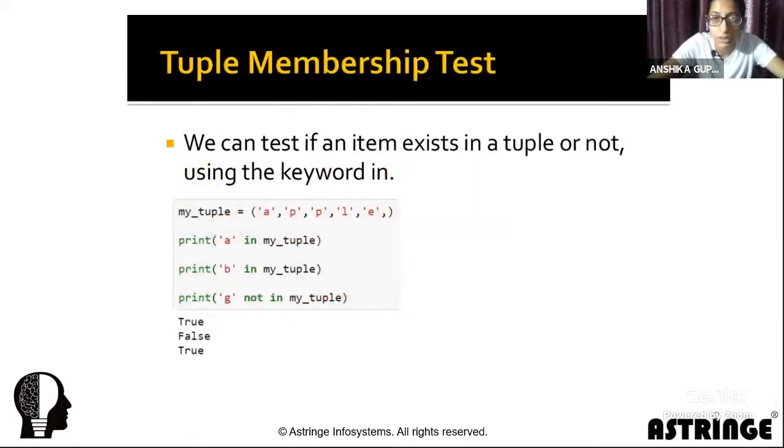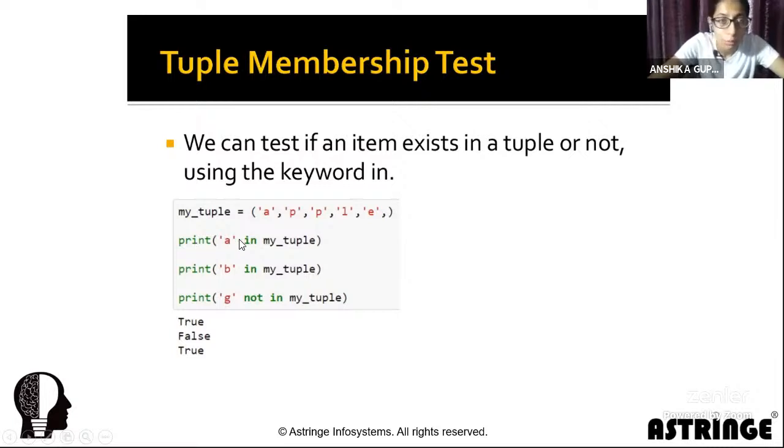So, tuple membership test: we can check the existing part of a tuple by using a keyword. Just like a Boolean expression, true or false, true means 1, false means 0. If the condition holds, it will give us a true value. If it doesn't, it will give us the false value. For printing a true value, here is a program with my tuple, and every letter is associated with apple, A, P, P, L, E. Okay, and further there is also a comma in that.